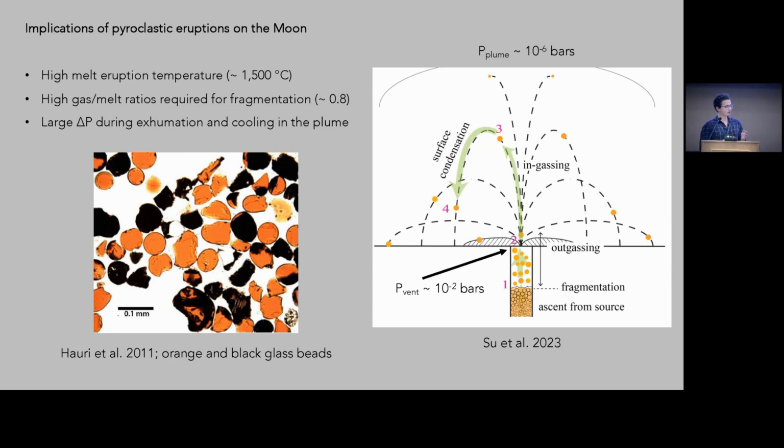On the image on the bottom left, I'm showing you the orange and black glasses. In this work, we're looking specifically at the black glasses. Their initial melt compositions are probably very similar to the orange glasses. Simply, their cooling path is much slower, meaning they crystallize in the plume. And we're going to exploit that behavior in our work to understand whether or not the redox conditions are changing as these beads cool and outgas and ingas in the plume.